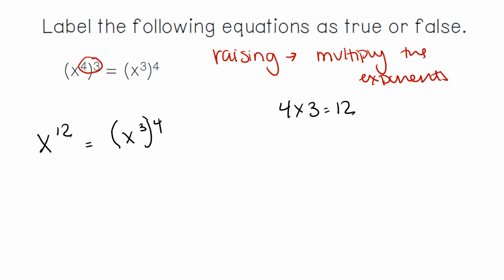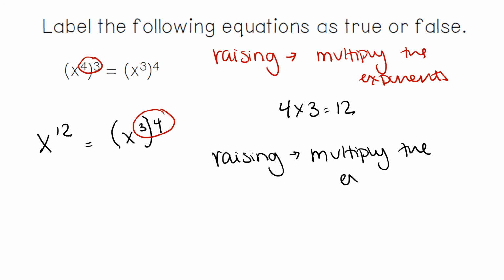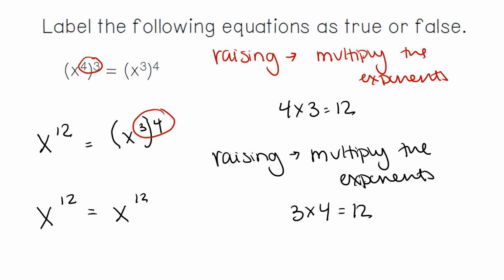On the other side of the problem, we're still raising to a power. So just like before, when raising, we multiply the exponents. We would multiply the 3 and the 4 again to get 12. And so our statement ends up being the same answer. X to the 12th on the left-hand side, x to the 12th on the right-hand side. So this is a true statement.